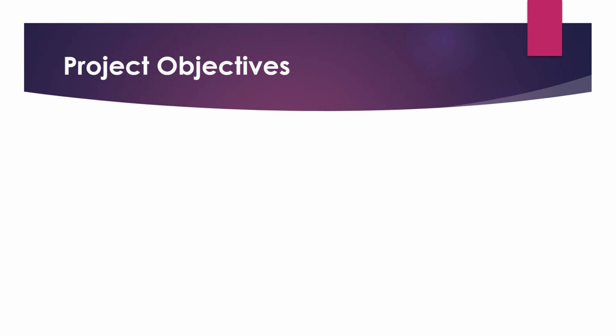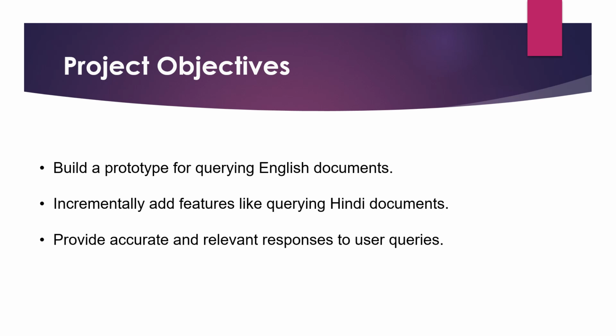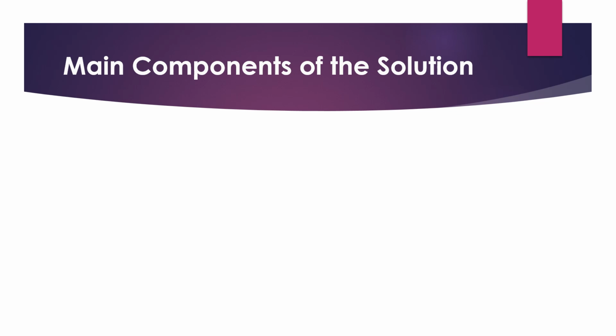Project objectives. There are mainly three goals. First, we want to build a prototype that can search English documents. Next, we will add the ability to search Hindi documents. Finally, we aim to provide accurate and useful responses to any user queries.